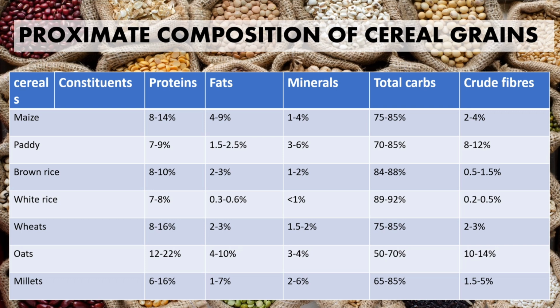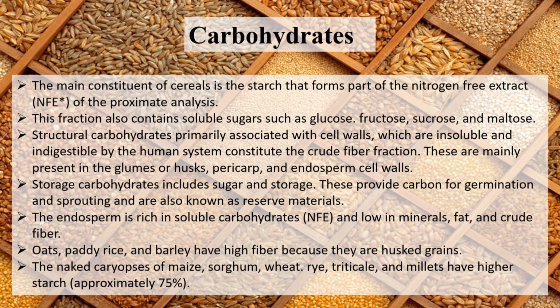Let's talk about proximate composition in detail. First constituent is carbohydrates. The main constituent of cereals is the starch that forms part of the nitrogen-free extract, NFE, of the proximate analysis. This fraction also contains soluble sugars such as glucose, fructose, sucrose, and maltose. Structural carbohydrates, primarily associated with cell walls, which are insoluble and indigestible by the human system, constitute the crude fiber fraction. These are mainly present in the glumes or husks, pericarp, and endosperm cell walls.